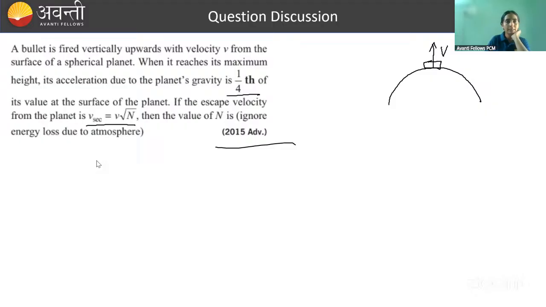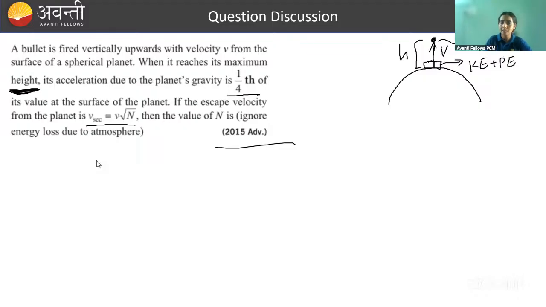Now, what are the things given? Like we are firing it with v speed vertically upward, and when it is reaching its maximum height. So at maximum height, what happens? Its velocity becomes zero. Let's say the maximum height is h. Okay. Let's say from here it is reaching up to this point. This is the maximum height h. So at this point, it will have no kinetic energy, that will be zero, only potential energy. And at this point, it had some kinetic energy, some potential energy.